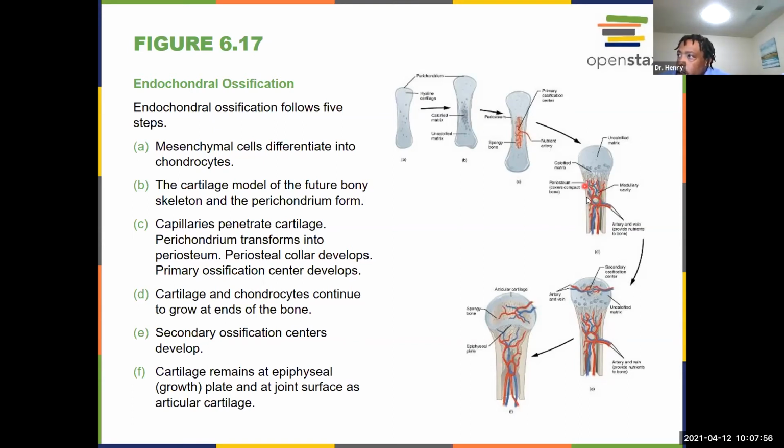Secondary. And then you'll start getting your veins and your arteries in there, as well as some of the nerve endings. And then the cartilage remains at the epiphyseal plate, and then it joins to the surface as the articular cartilage. And that's shown here. So this here is where the articular cartilage ends up.